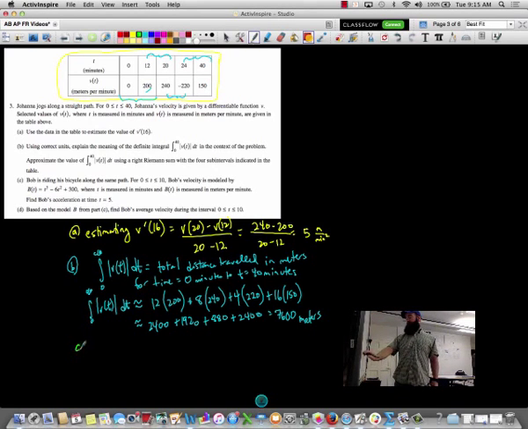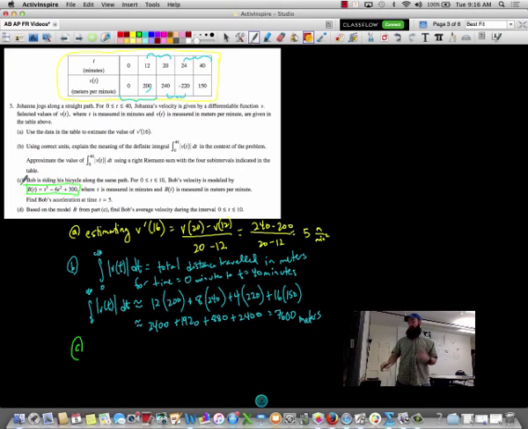Part C deals with a new person, deals with Bob. And Bob's riding his bicycle along the same path. For time 0 to 10, his velocity is modeled not by the chart above, but by this equation. So whenever we're referring to Bob, this is going to be his velocity. So t is measured in minutes, and the velocity is measured in meters per minute. You want Bob's acceleration at time 5.